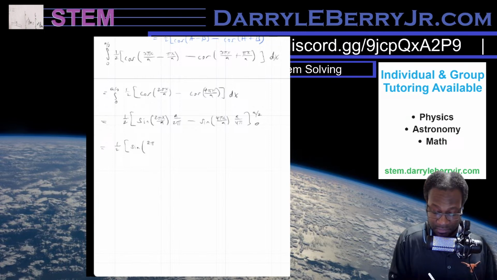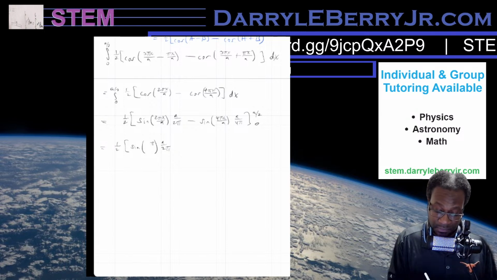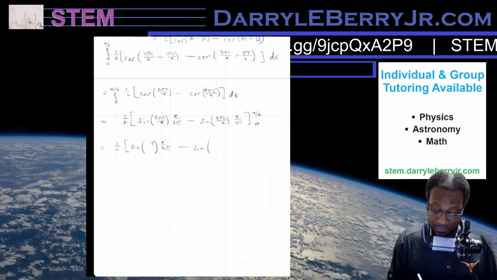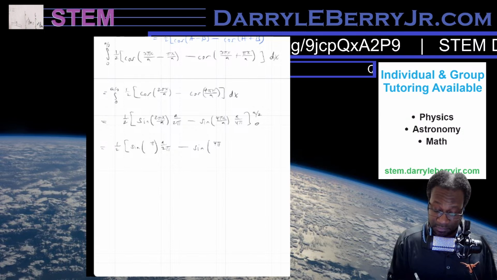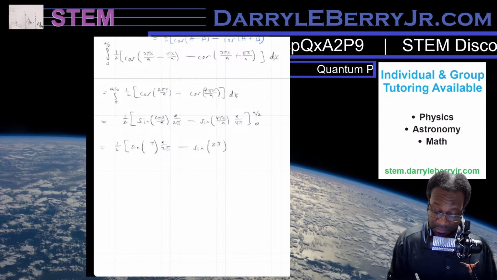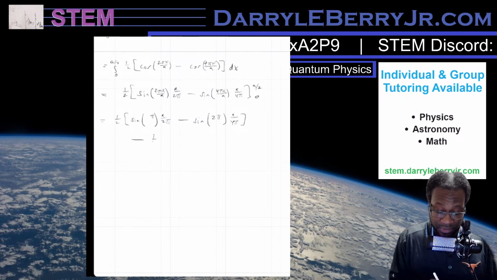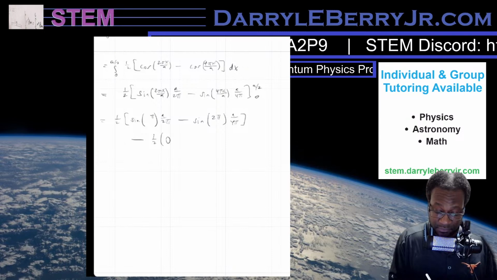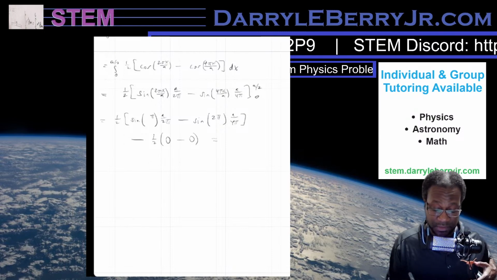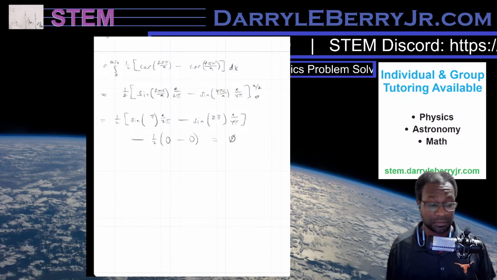To pi over 2, or pi, minus 1/2 sine of 0 is 0. That is 0. That does in fact equal 0. The sine of pi is 0 and sine of 2 pi is 0. All right.